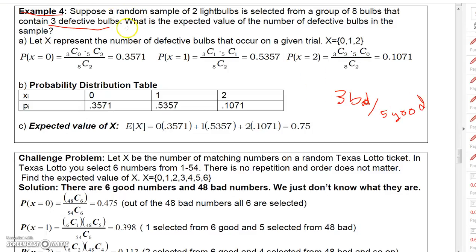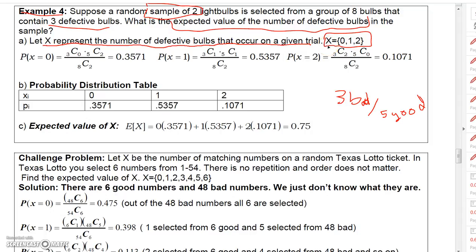So we want to find the expected value of the number of defective bulbs. Basically, you can just say we want the expected number of defective bulbs here. So I'm going to let x be the random variable that's associated with the number of defective bulbs that will occur on a given trial. And now, since you're only going to take a sample size of 2 here, you can only get up to 2 bad bulbs. So the random variable x cannot go any higher than 2.